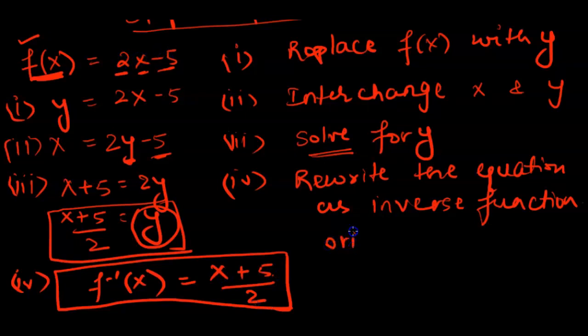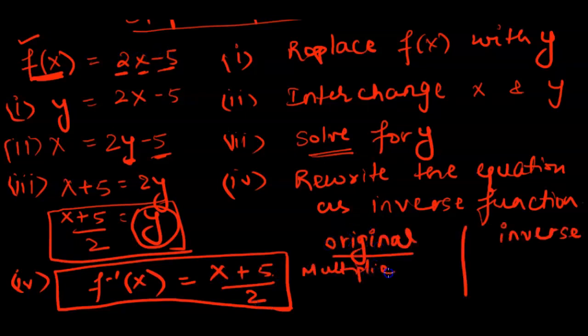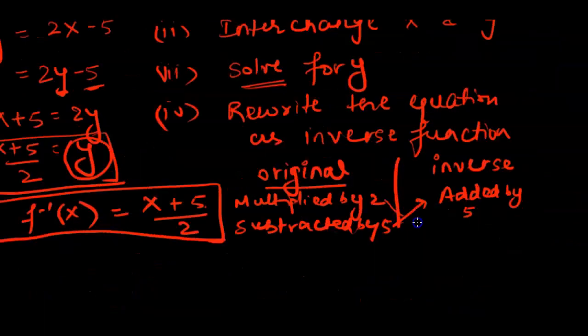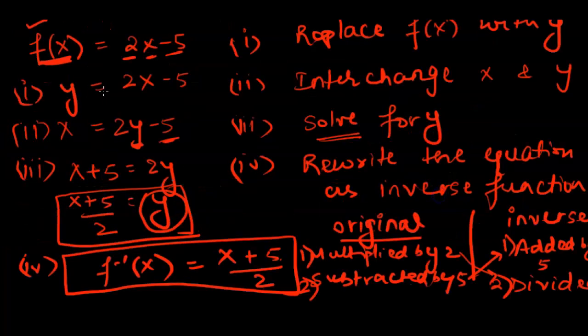So in the original function, if we want to compare it, it was multiplied by 2. That was step 1 when we have to solve this function, and then subtracted by 5. Whereas in the inverse function, not only has the multiplication been switched with division, but even the order of operations has also switched. So subtraction by 5 has now been converted to addition by 5, and this does not go as a second step, this goes as the first step. So we'll do addition by 5 and then divide by 2. So step 1 is going to be inverted and becomes step 2, and step 2 gets inverted and becomes step 1.